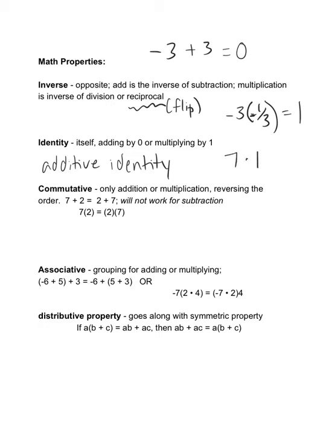So this would be an additive identity because my answer is 7. If I have 4 plus 0, what's the answer? 4. And if I have 9 times 1, what's the answer? 9. Itself.